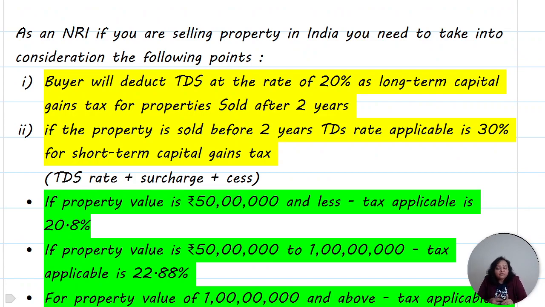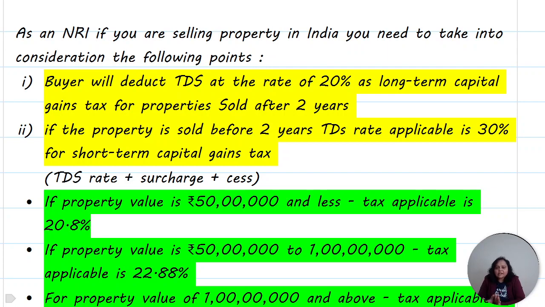Now see, I told you earlier that long-term capital gains tax is 20% plus surcharge plus cess, and short-term capital gains tax is 30% plus surcharge plus cess. Again, depending on the value of the property. If the value of the property is 50 lakh rupees or less, the tax applicable is 20.8%. These are long-term capital gains tax rates. If the property value lies between 50 lakhs to 1 crore, the tax applicable will be 22.88%.